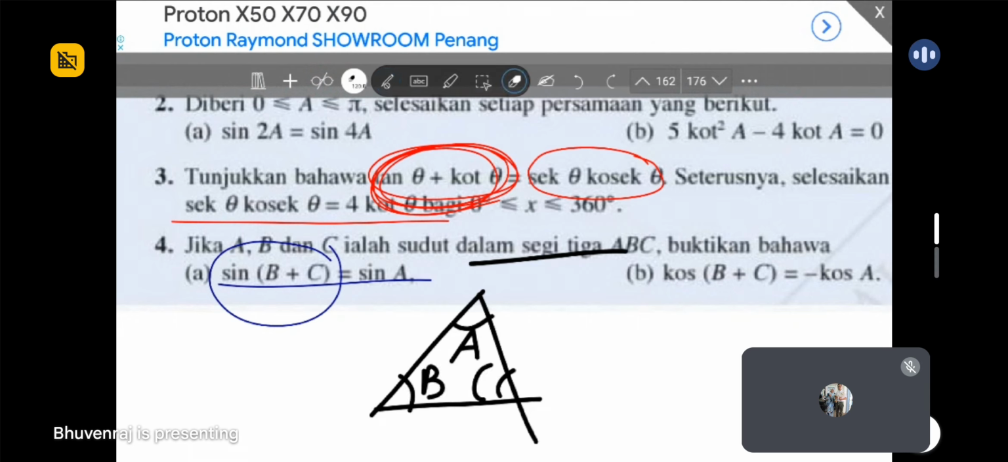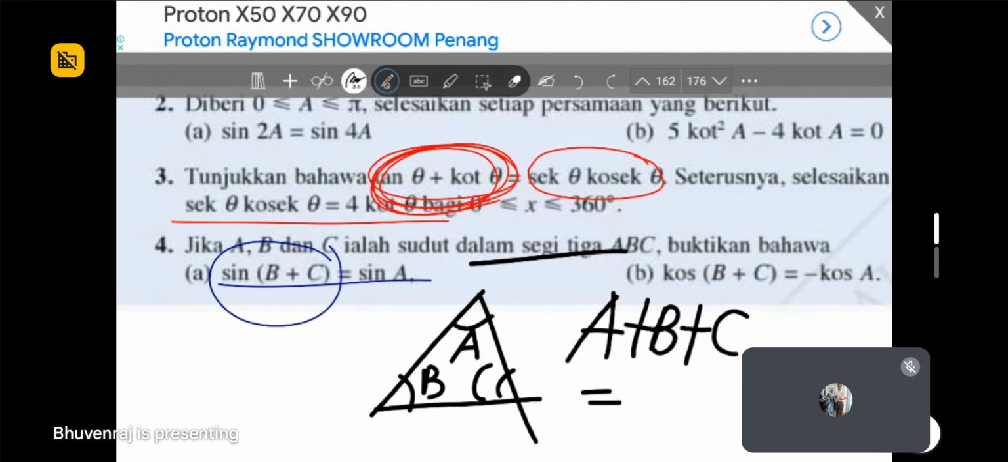So guys, when you think of a triangle, maybe A is here, B is here, C is here. So what is the equation that you guys can construct from here? Apa persamaan yang kamu boleh dapat? Okay, you can talk about the total interior angle in a triangle. Jumlah sudut pedalaman segitiga. So guys, what is the total interior angle for a triangle? Yes. Okay, so 180 darjah kan? Yes, 180 degree. Okay, so this is your equation. So guys, B plus C.